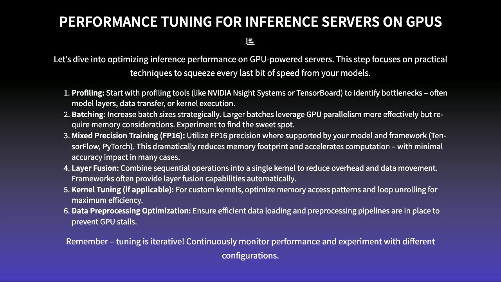Okay, let's talk about getting the most out of your GPU when running inference servers. The first thing you need to do is find out exactly where your bottleneck is, whether it's a specific layer in your model or something happening during data transfer. Then try increasing batch sizes. Bigger batches can really help leverage all those parallel processing capabilities in the GPU. Don't forget about mixed precision training. Using F16 can significantly speed things up without sacrificing too much accuracy.